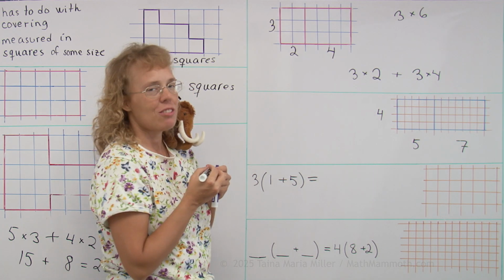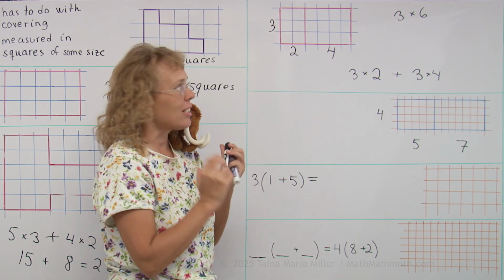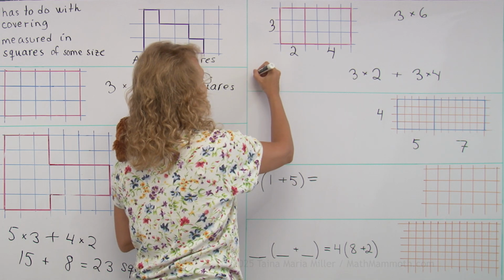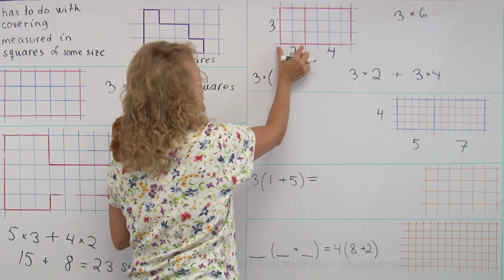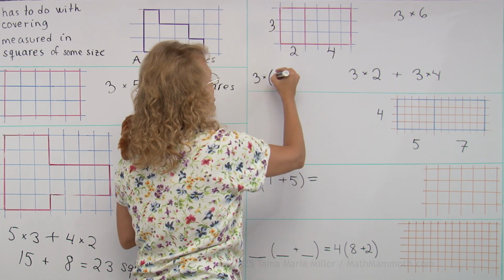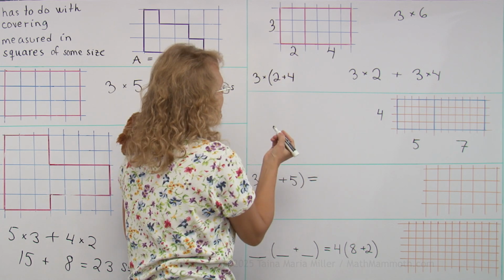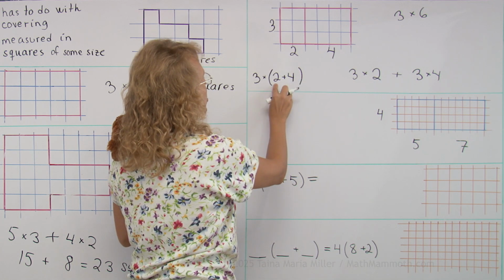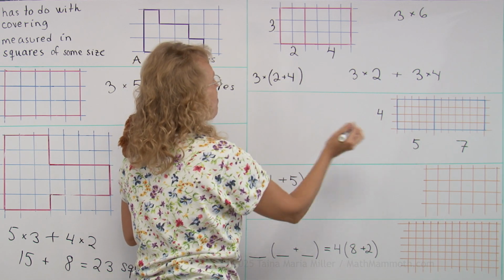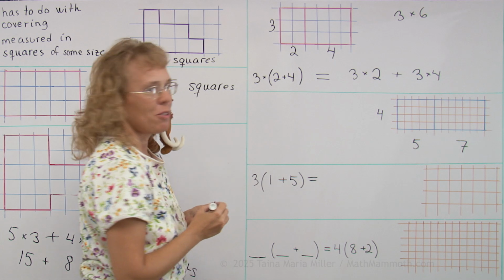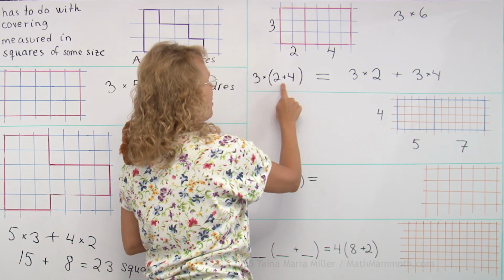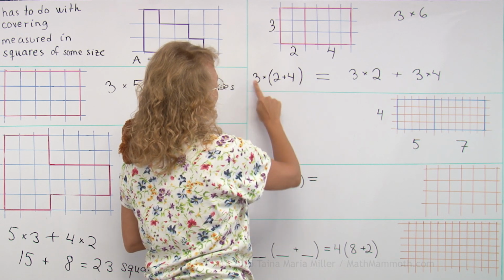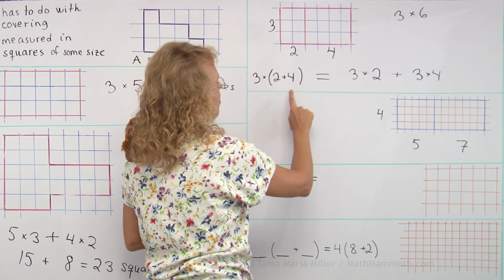I can also write the area of the big rectangle in this manner. I will write it as 3 times, and then this side written as 2 plus 4. I know it's 6, but I'm going to write it here as 2 plus 4 in parentheses. And this equals what I wrote over there. So notice, 3 times in parentheses 2 plus 4 is the area of the whole rectangle.